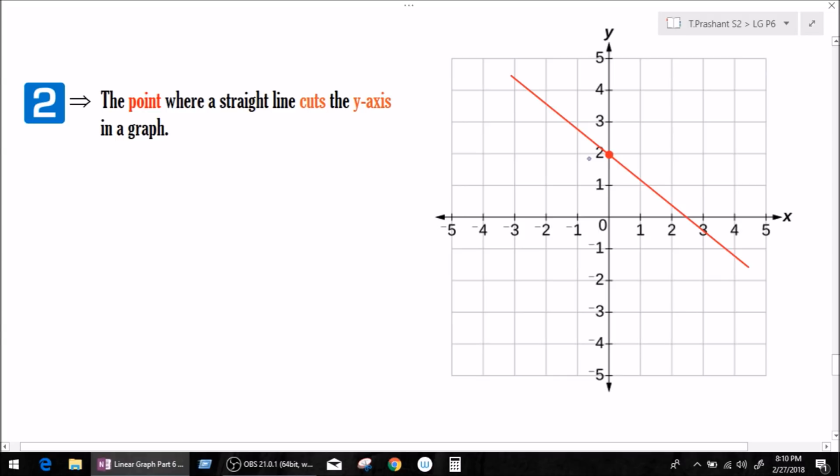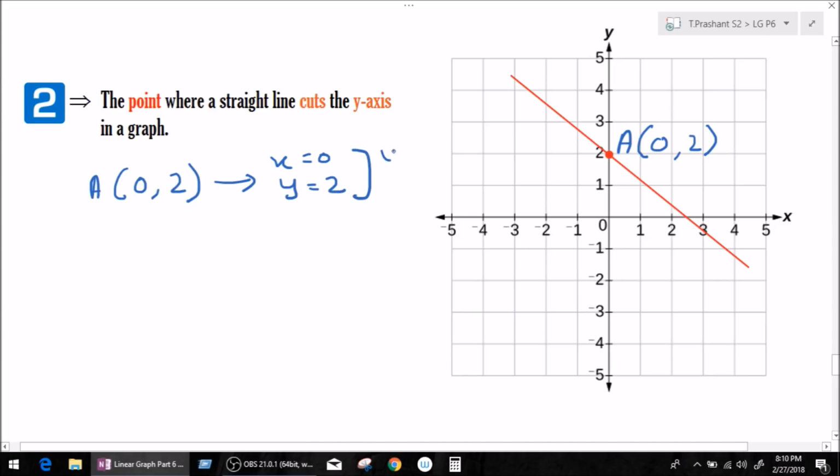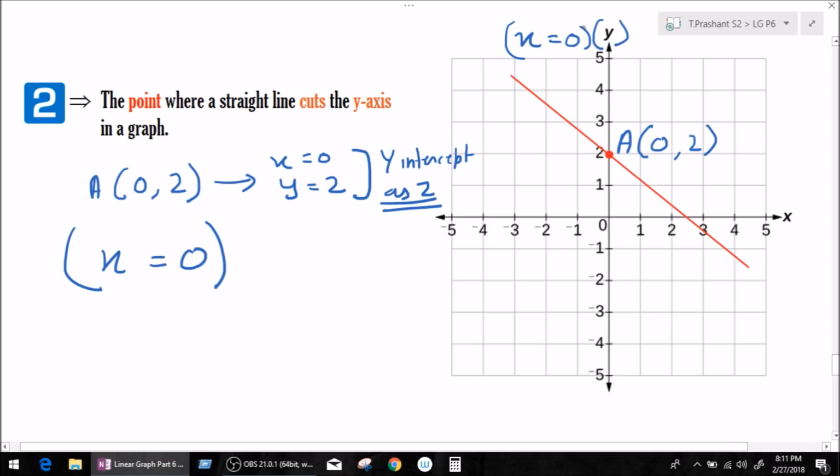Let's give a name to this point. Let's say A, and x is 0 and y will be 2. Let's write down the coordinate A, x is 0 and y is 2. Now at coordinate A, x is equal to 0 and y is equal to 2. So we can get the value for y-intercept as 2. Because if a straight line cuts the y-axis, it means a straight line is actually cutting the line x is equal to 0. So y-axis is also called x is equal to 0 because at every point on y-axis x is 0.